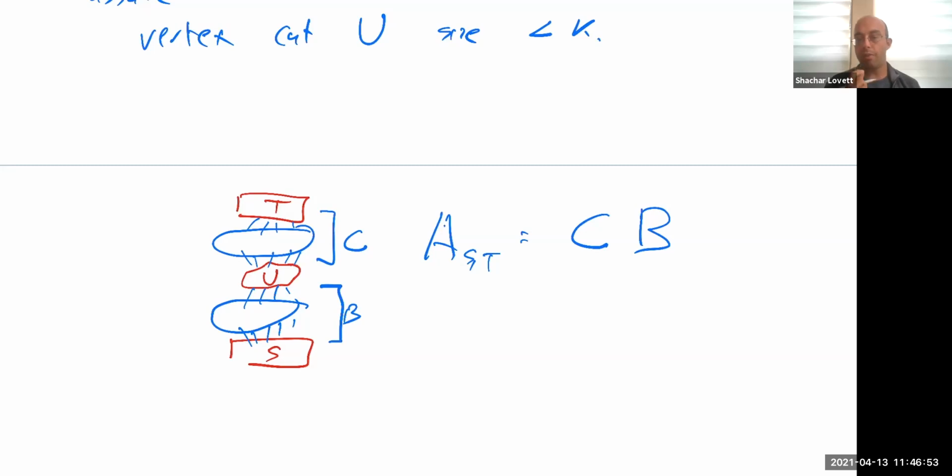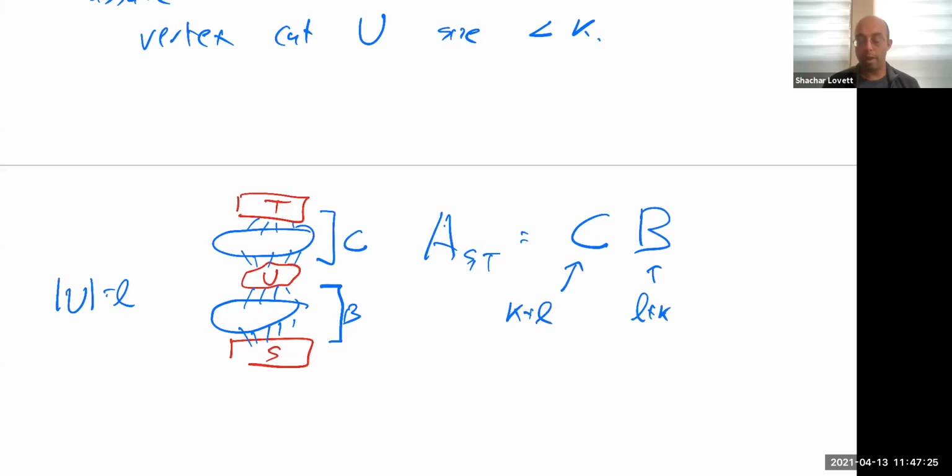So again, why? Every node in U is some linear combination of the inputs in S. So it's represented by some matrix B. What's the size of B? If the size of U is, let's say, L, B has size L times K, and C has size K times L. Right? Every node in U is a linear combination of the inputs, and every node in T is a linear combination of the nodes in U, because it's a vertex cut. There is no path going outside it.